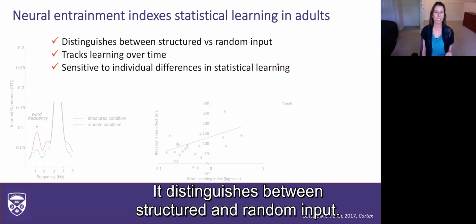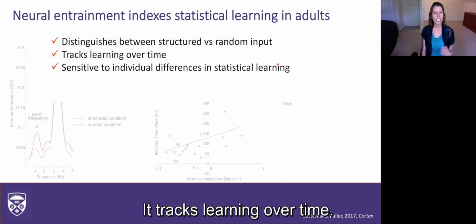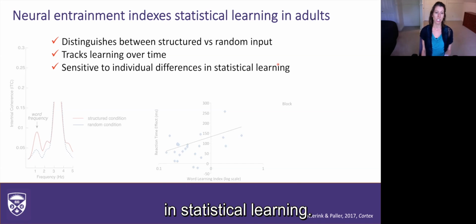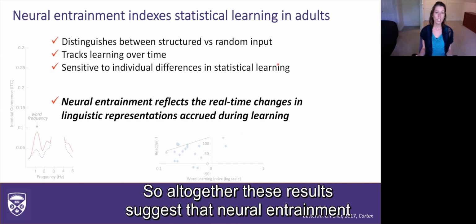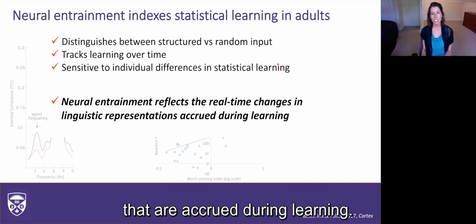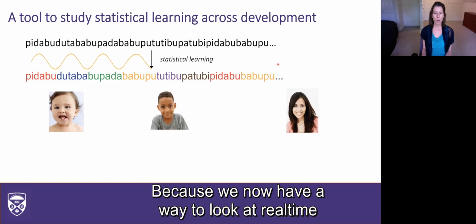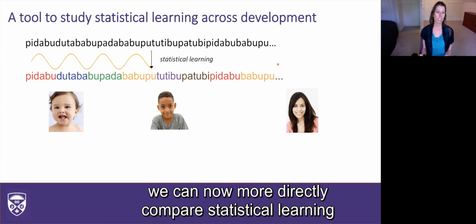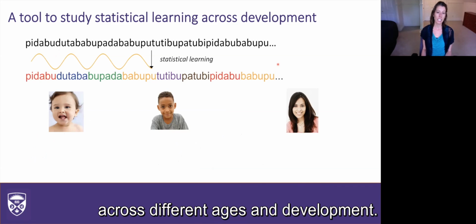It distinguishes between structured and random input, it tracks learning over time, and it's also sensitive to individual differences in statistical learning. So altogether, these results suggest that neural entrainment reflects the real-time changes in linguistic representations that are accrued during learning. Because we now have a way to look at real-time statistical learning without needing to rely on behavior, we can now more directly compare statistical learning across different ages in development.